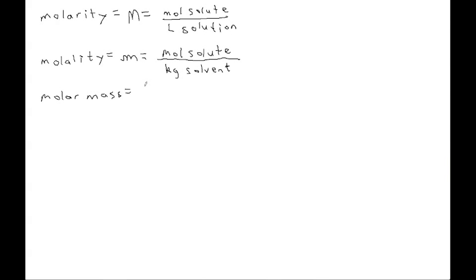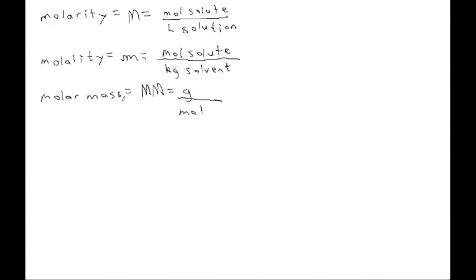So sometimes molar mass is abbreviated as capital M, although you'd have to make sure you didn't confuse that with molarity. So what are the units for molar mass? Grams of solute over moles of solute. Right. Now, actually, this could apply to anything, not just to a solute. It could be grams of salt. The molar mass of the solute is grams of solute over moles of solute.